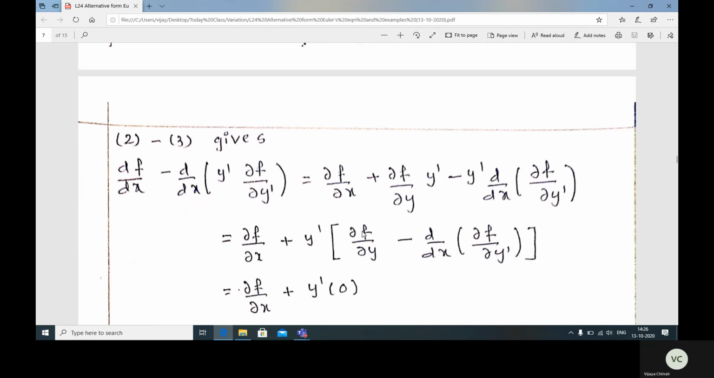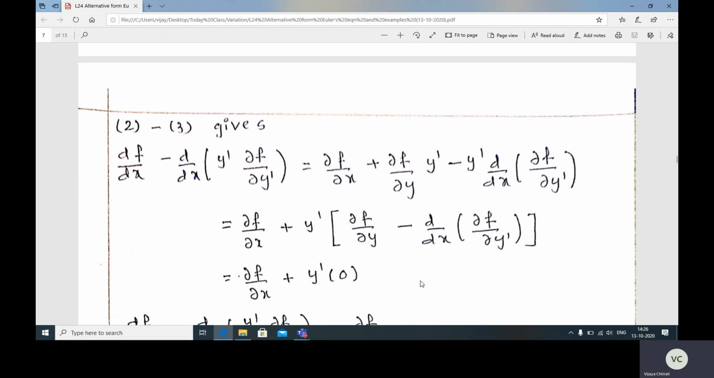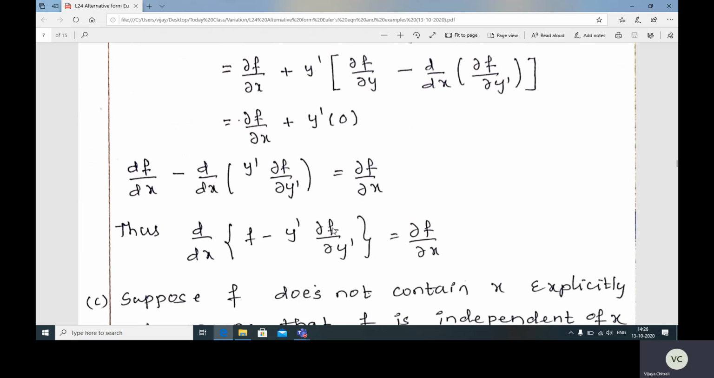Euler's theorem. So ∂f divided by ∂y minus d by dx of ∂ by ∂y' of f, this is nothing but Euler's theorem. So this is 0. So y' into 0 is 0. So ∂f divided by ∂x plus 0 is ∂f divided by ∂x. So the other side, d by dx of f minus d by dx of y' ∂f divided by ∂y', is ∂ by ∂x of f.